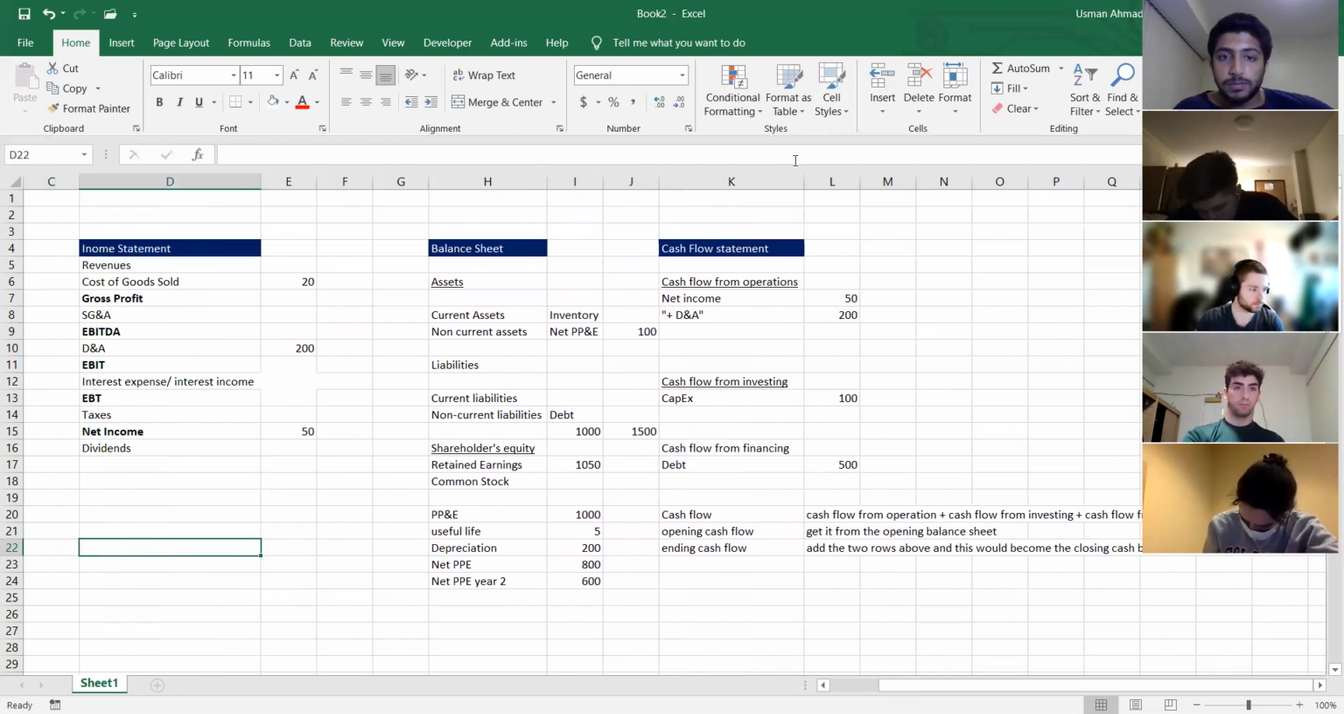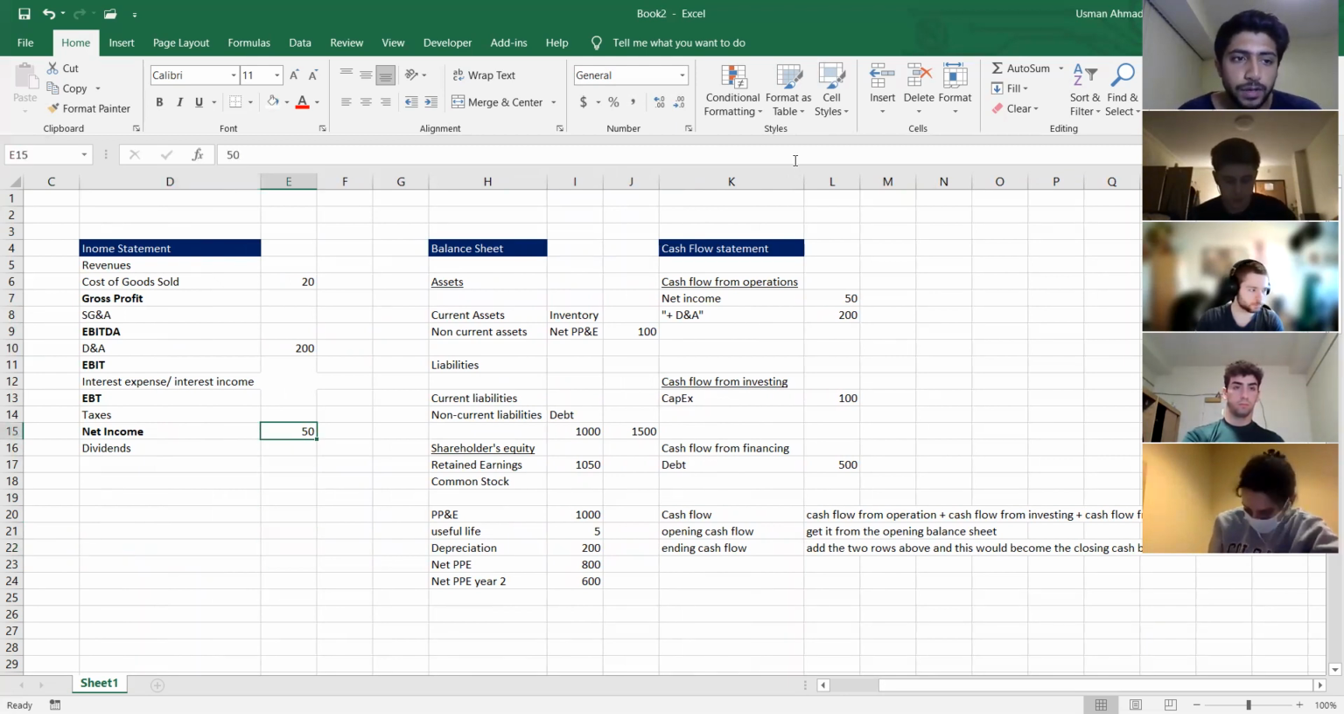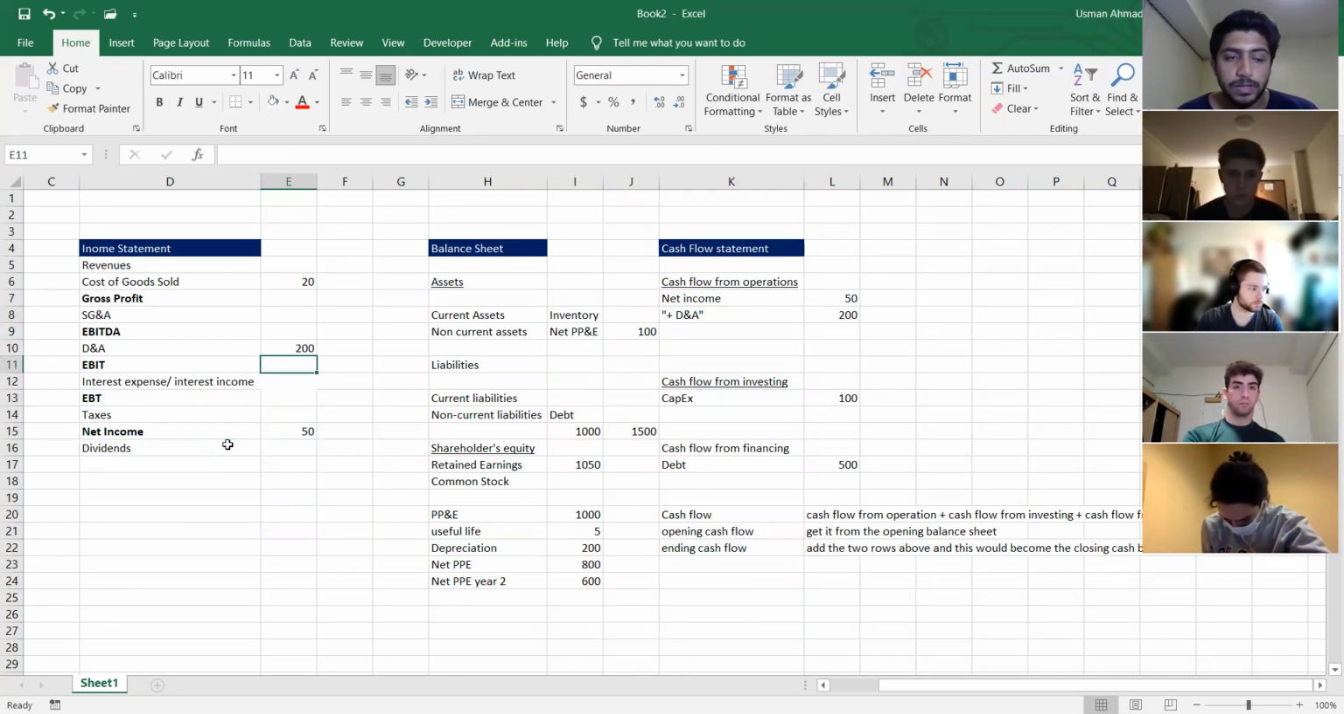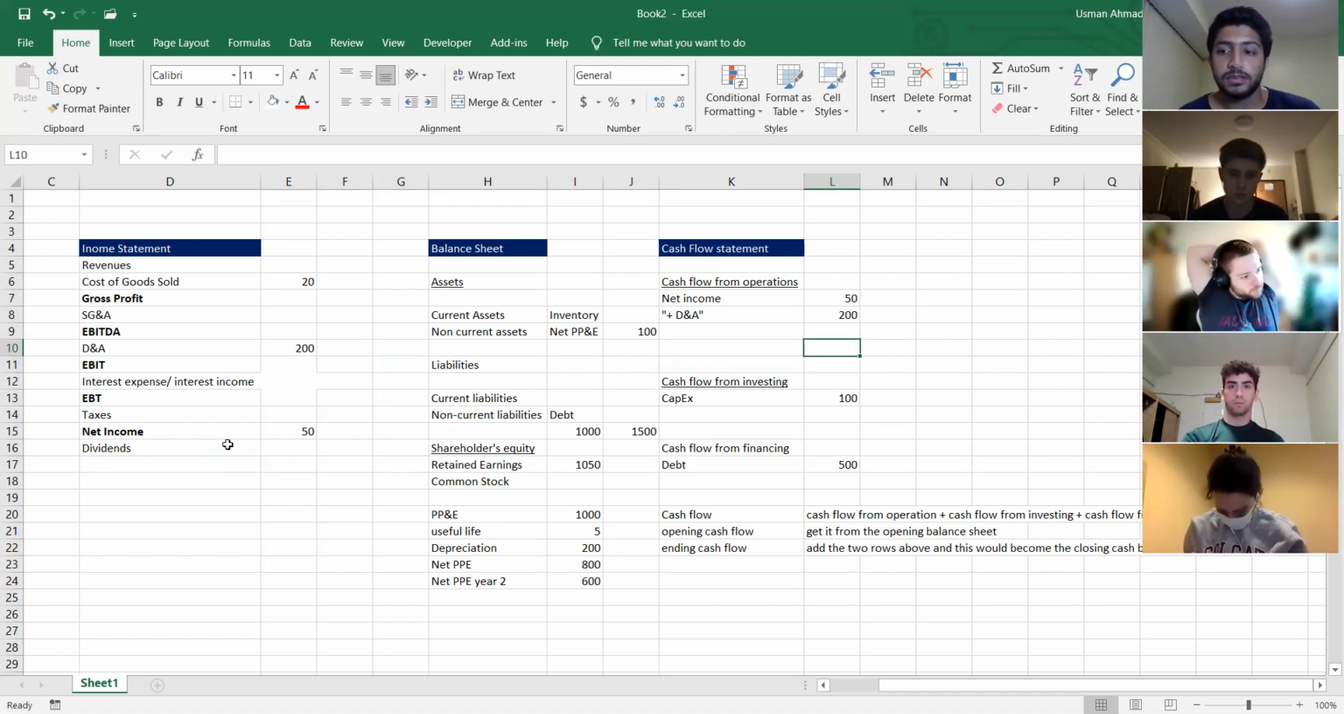Between the income statement and the cash flow statement, the first link is what I said here. Net income from the income statement is the first line on the cash flow from operations. Then we add back any non-cash expenses, and that gives you the cash flow from operations. Again, D&A, or depreciation and amortization, is an expense on the income statement, but it is added back on the cash flow statement because it is a non-cash expense. So the distinction between cash expenses and non-cash expenses is really critical here.